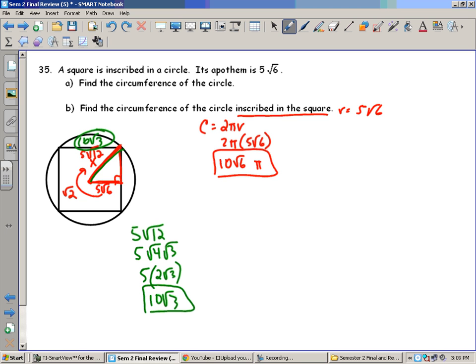So therefore, when I find the circumference like I did the last time, it's 2 pi r, or 2 pi times 10 root 3. So I got basically 20 root 3 times pi, or 20 pi root 3 when it's all said and done. So part A is 20 root 3 pi, part B is 10 root 6 pi.